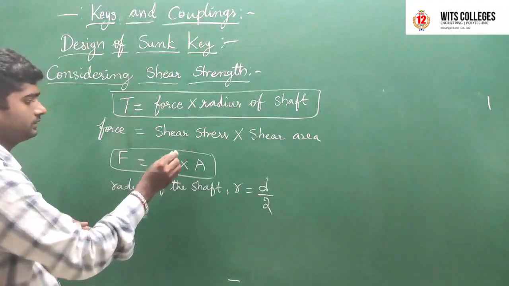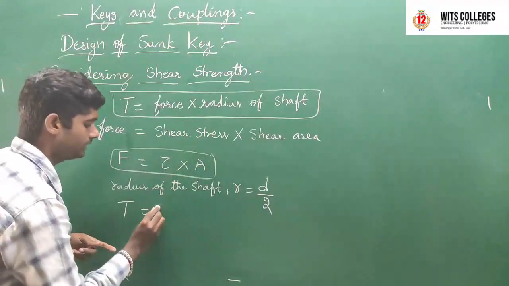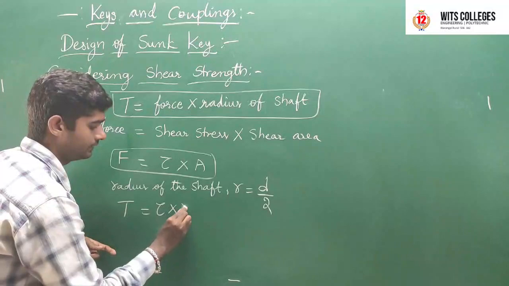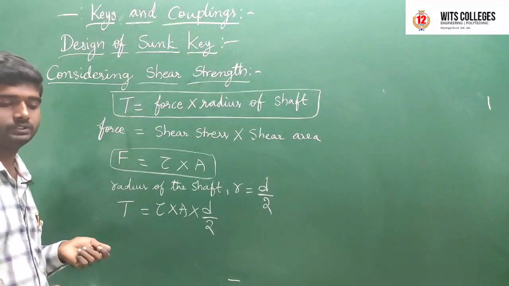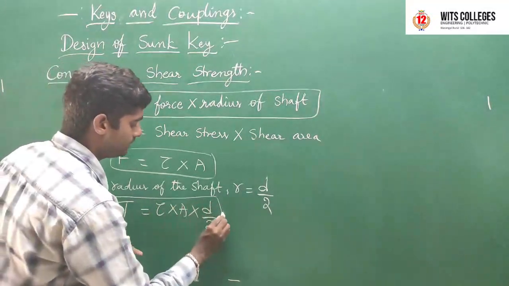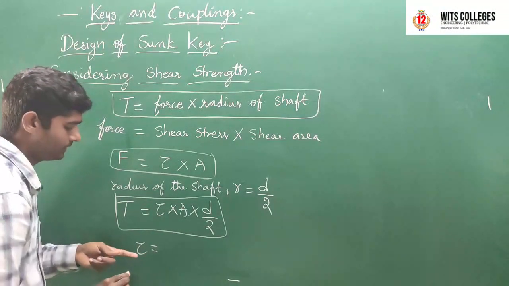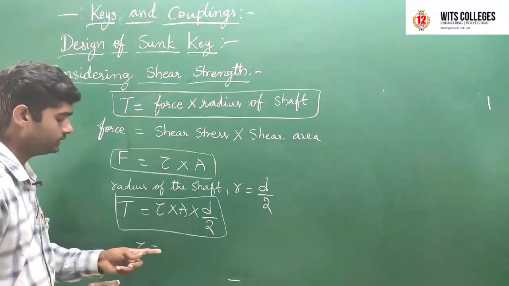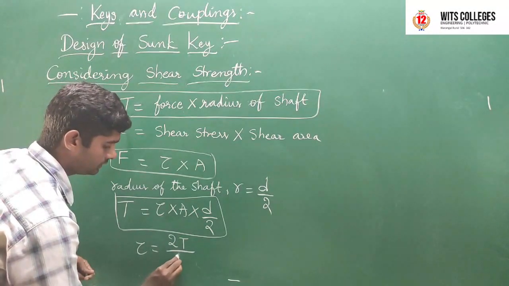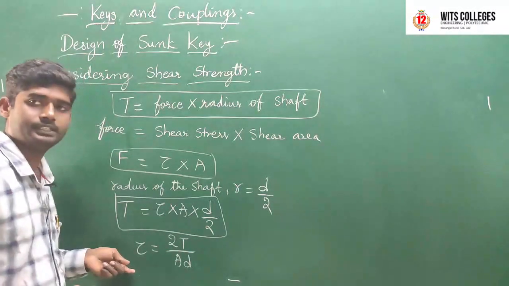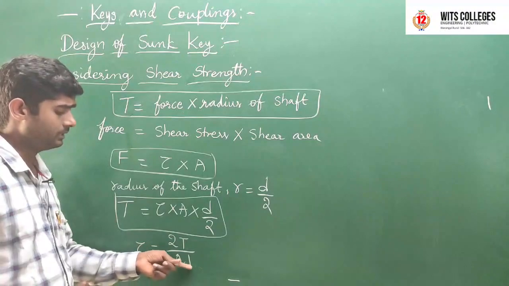Okay, let's substitute these formulas in the T equation. T is equal to force into radius. Force is equal to tau into A, and R is equal to D by 2. If you want to find out the shear stress, tau is equal to 2T by A into D. Okay, this is tau is equal to 2T by A D.